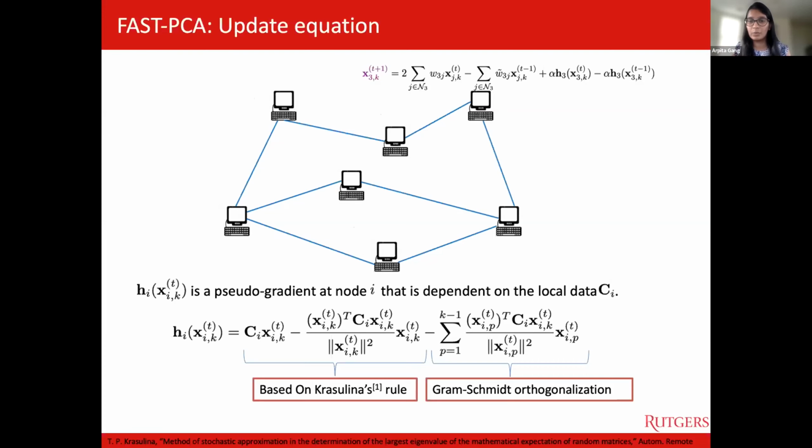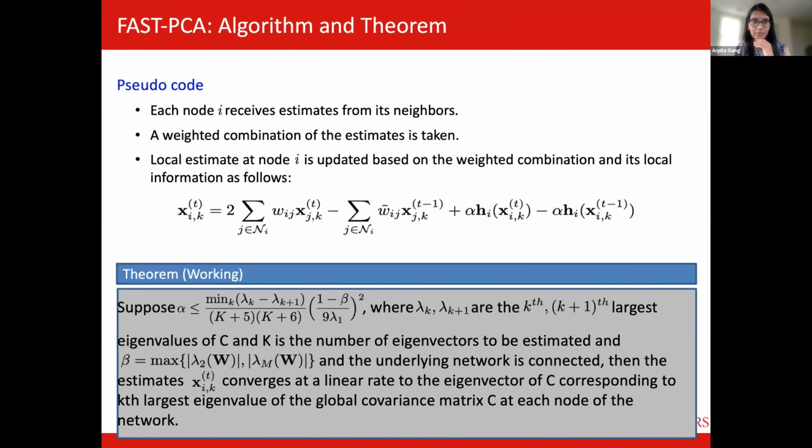Also, I would like to point out that these H_i^k are also the estimates. So it's not that we wait for the previous k minus 1 eigenvectors to estimate the kth eigenvector. All the k eigenvectors are estimated simultaneously. So it's fast in that sense. Also, to briefly give the algorithm again, each node receives estimates from its neighbors, takes a weighted average, and then updates the weighted combination based on its local information.